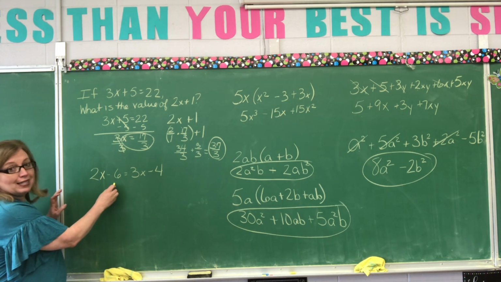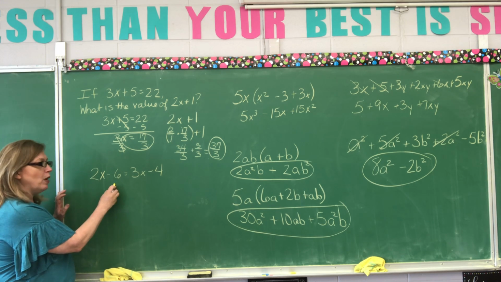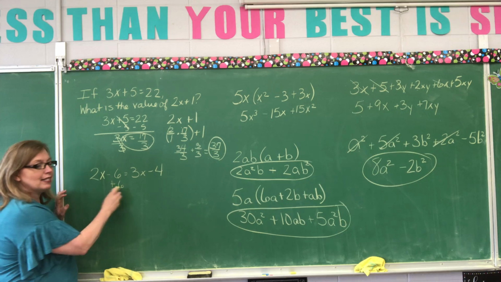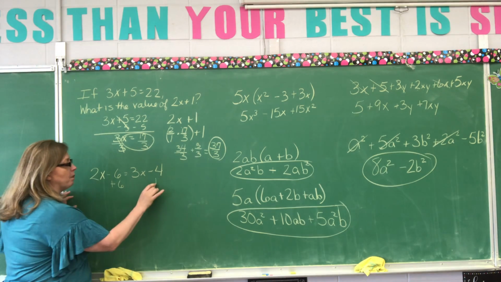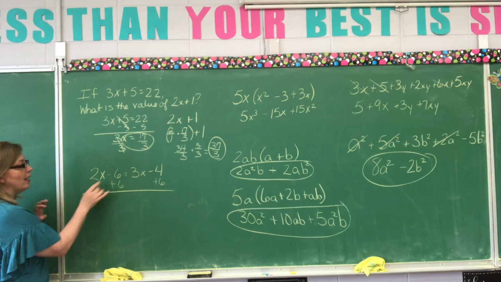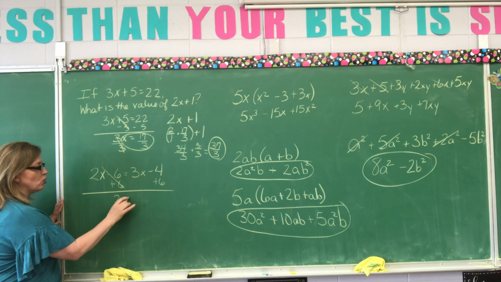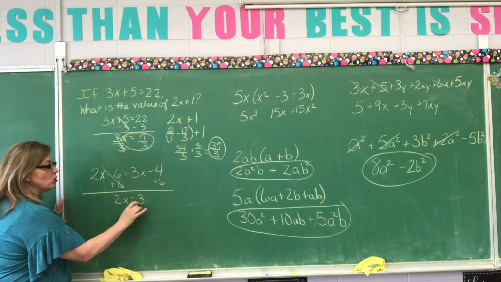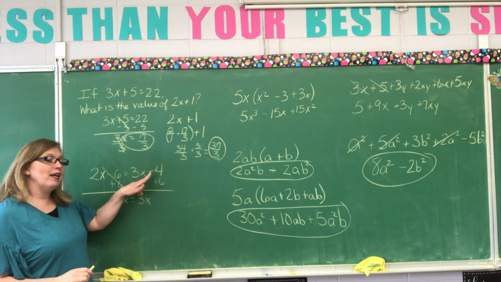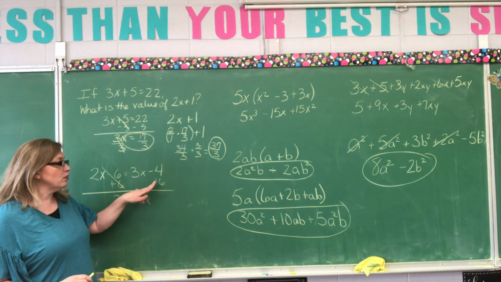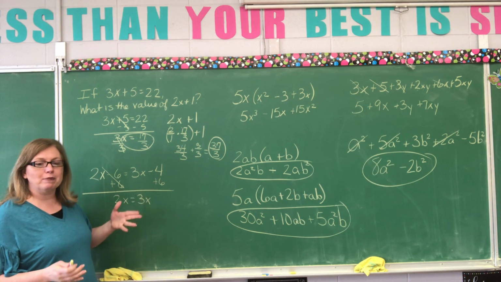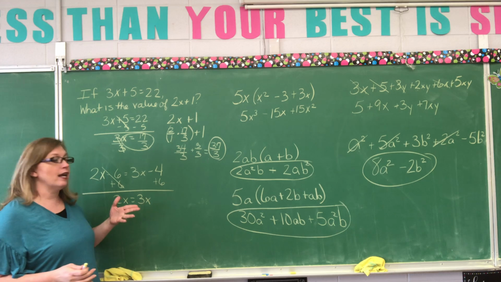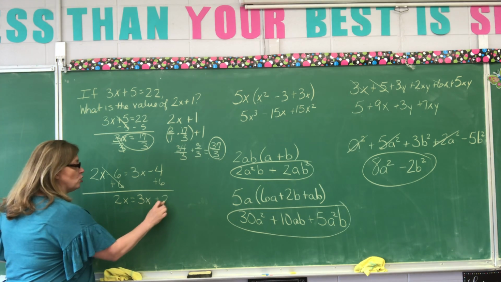So let's get rid of this minus 6 by doing what? Adding 6. I said 6x, just 6, okay? This is going to cancel, leaving us 2x equals 3x. And now we have 4 minus 4 plus 6. So what is my answer? It's a positive 2. It's plus 2.